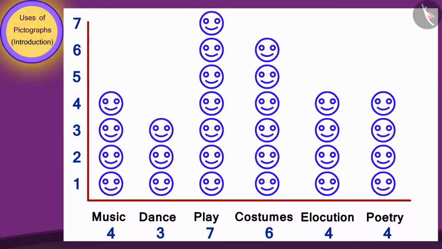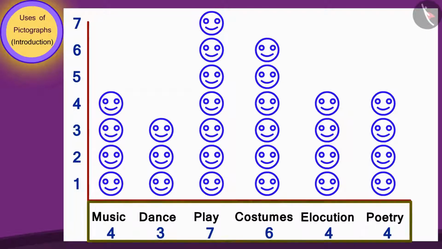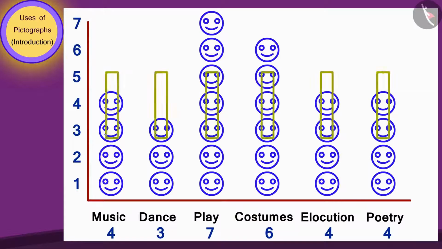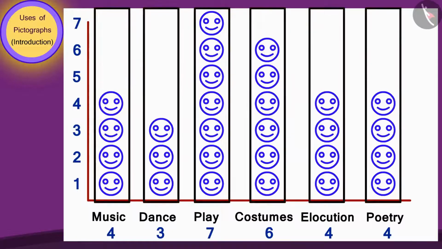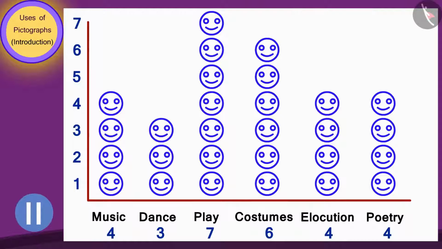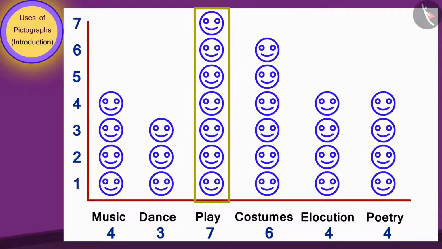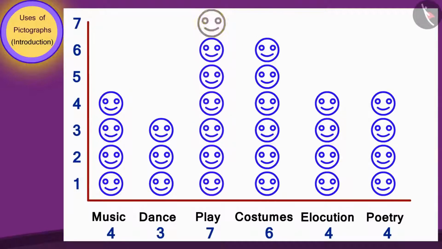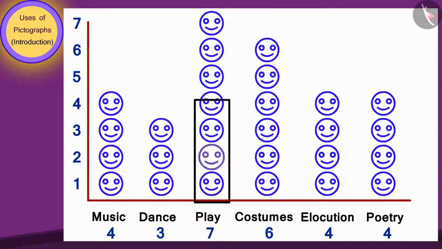Children, can you see this pictograph and tell which program has the maximum number of children participating in it? If you want, you can stop the video and find the answer. The tallest line here is of 7 faces, which are placed on top of the play program. This means that maximum number of children have participated in the play.